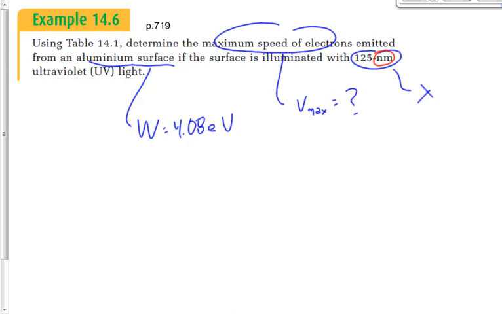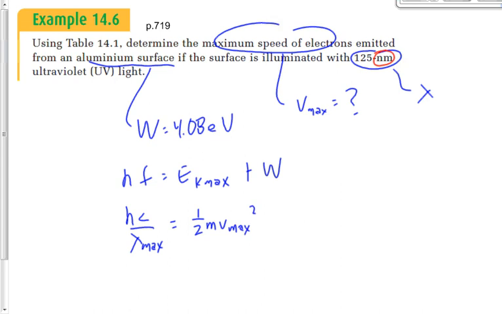Let's say HF is equal to EK max plus the work function. Now, we don't know what the frequency is, but we know that the energy of a photon is not only equal to HF, it's also equal to HC over lambda. So I'm just going to sub in HC over lambda for HF. I also know that kinetic energy of an electron is equal to QV stop, but it's also equal to 1/2 MV max squared. And the work function we have already.